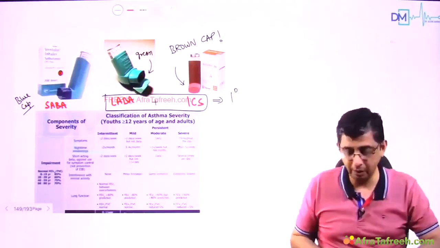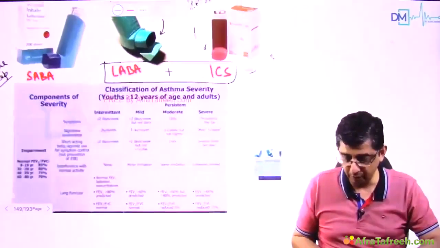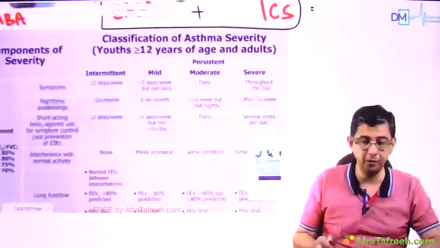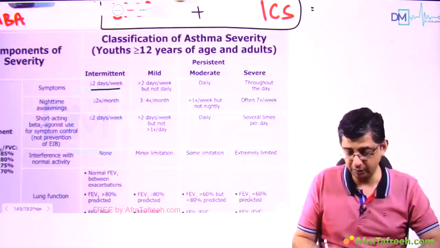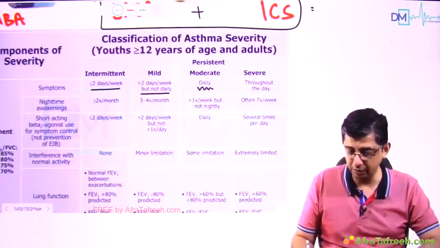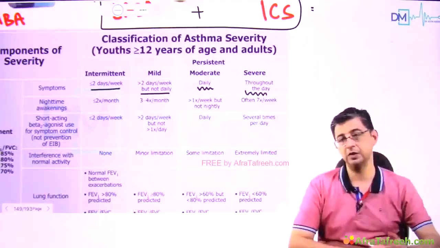Then there could be attacks which could be intermittent, mild, moderate, or severe. How do you remember it? Intermittent attack would be less than 2 days per week. Mild is more than 2 days per week. Moderate is a daily attack, and severe is symptoms all through the day in the patient. So let's practice.